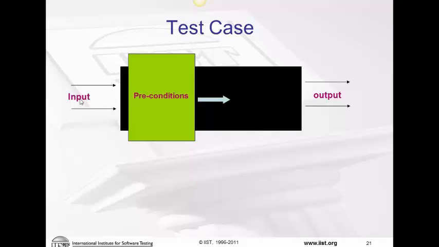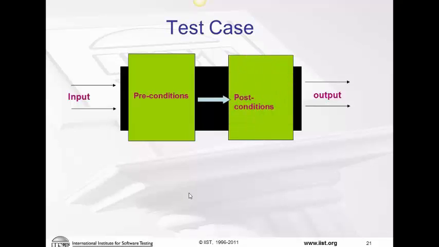Why? Because based on the input and the preconditions, the system will have post conditions and outputs. So what are the post conditions? Well, we know what output is. An output is something like I can see on the screen, or I can print it on a piece of paper. In every test case there are things to be displayed on the screen. But very often we ignore the post conditions.